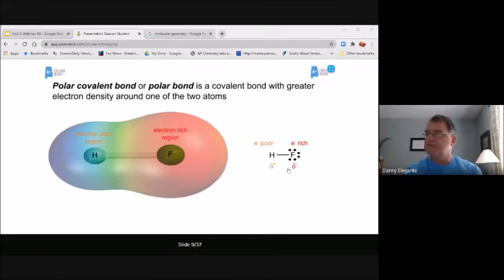And this funny Greek symbol over here that looks like a fancy D is actually just a partial negative charge. So that means the fluorine's a little bit negative and the hydrogen's a little bit positive. Whenever a molecule has two different charged ends, like a positive and negative, we say it's polar, just like the Earth has a north and south pole. So we're going to be talking about polar bonds, and also polar molecules.